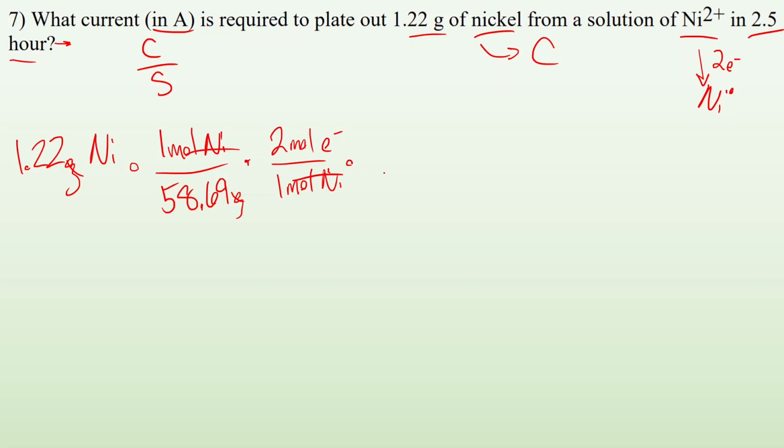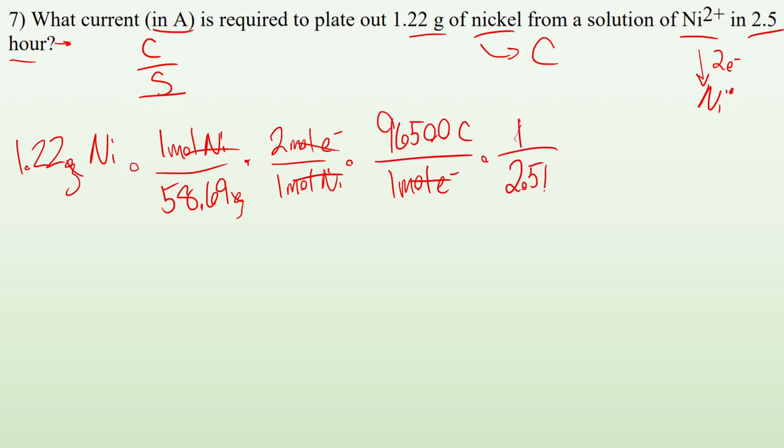So now that I got moles of electrons, I can convert that into coulombs. How much charge is that? Well, I know that 1 mole of electrons is 96,500 coulombs of charge. My moles of electrons cancel out. I have coulombs now. Interesting. I need coulombs per second. So let's figure out my seconds. I got to put time on the bottom. So I got 1 over 2.5 hours.